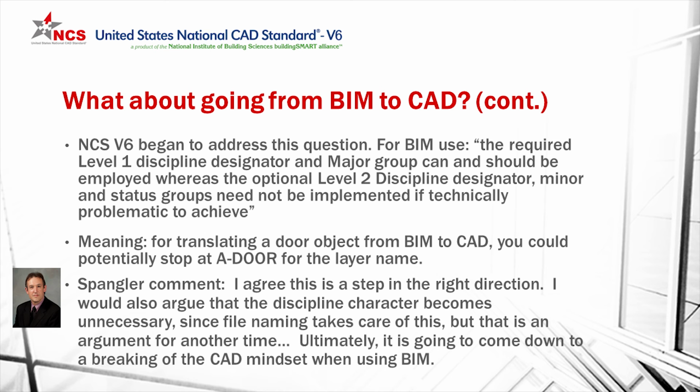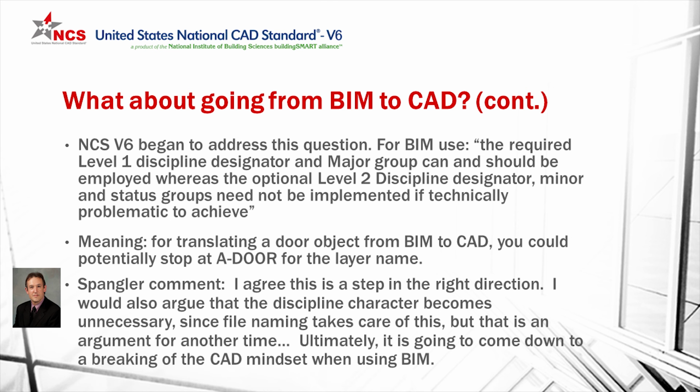So in version 6, which was the version that was released a few months ago, we began to address this question. And I'm going to just read this from there. They say, for BIM use, the required level 1 discipline designator and major group can and should be employed, whereas the optional level 2 discipline designator, minor and status groups, need not be implemented. It is technically problematic to achieve.